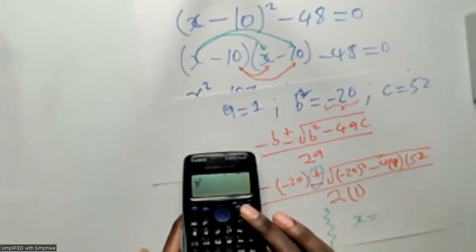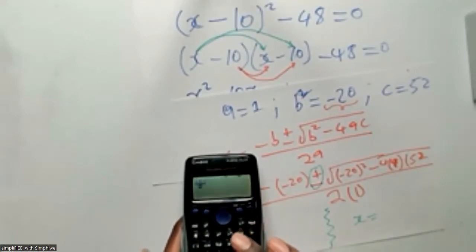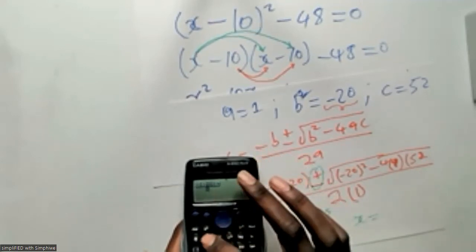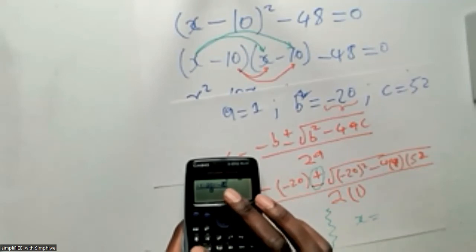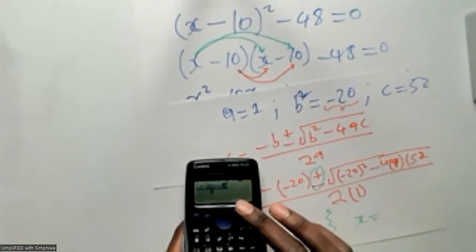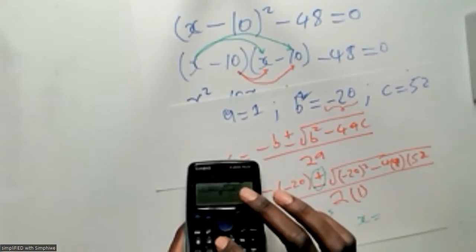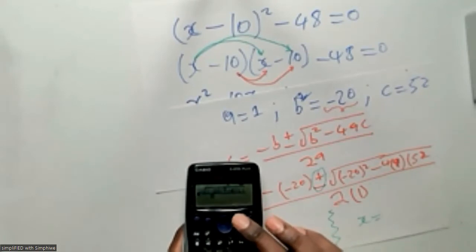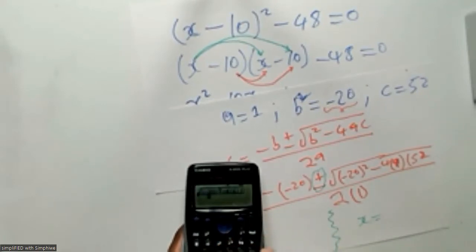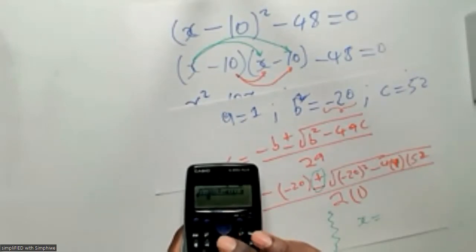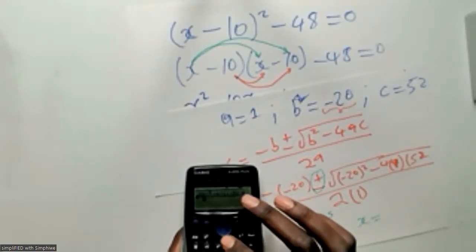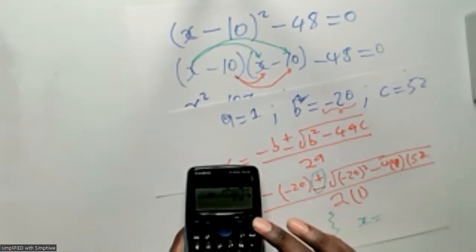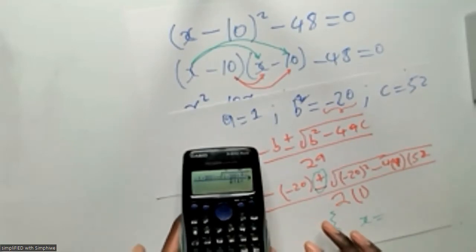So we press the fraction thingy and then we say minus open bracket, because we just want to copy the whole thing as it is. So minus the square root of minus 20 squared minus 4. A is 1, B was minus, no, C was 52, all over 2A.